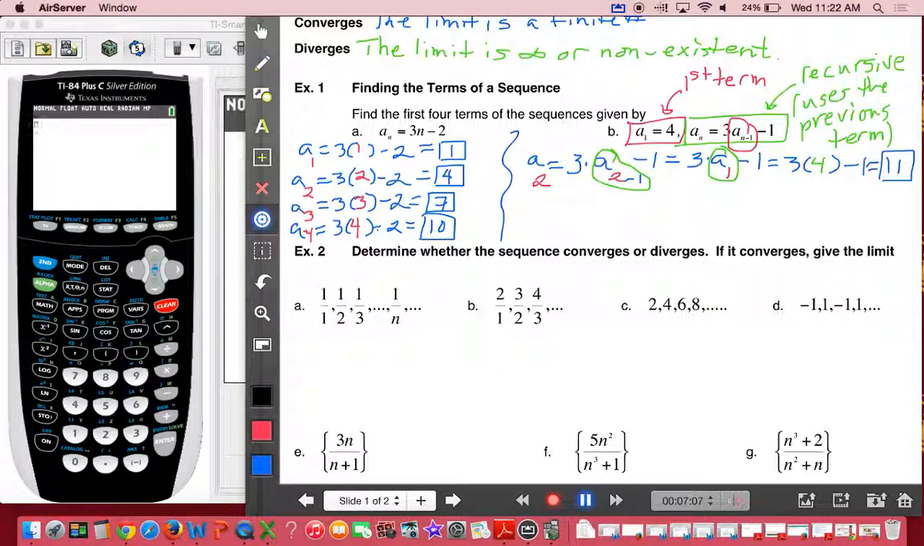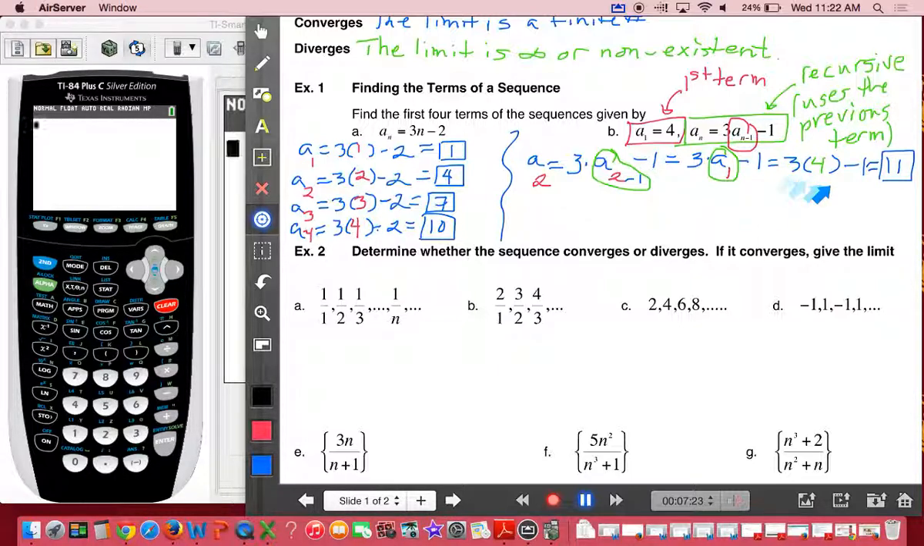So look again at what happened. And we're not going to write this, it gets a little complicated if you continue to write it that way. But essentially, this a sub 2 minus 1 is equal to a sub 1, the previous term. And so the previous term was 4. We got that from up here. And so now we have 11.